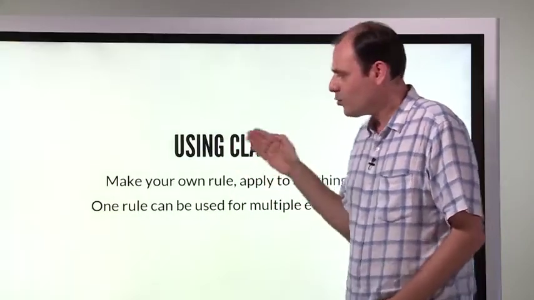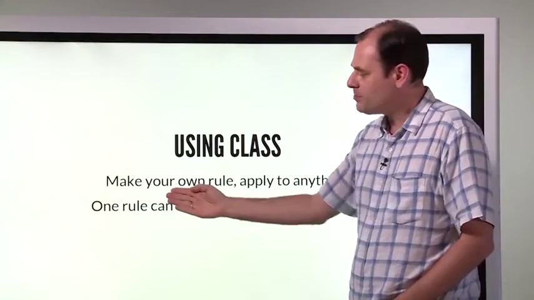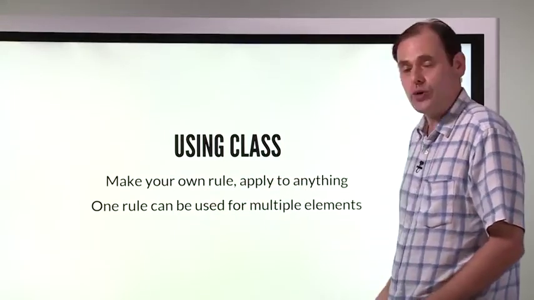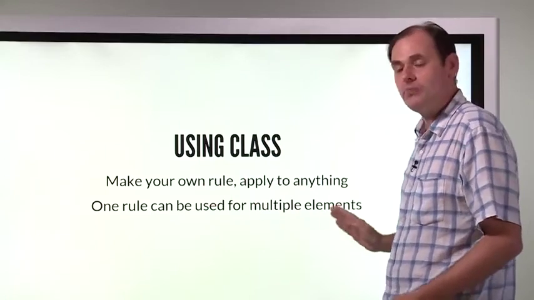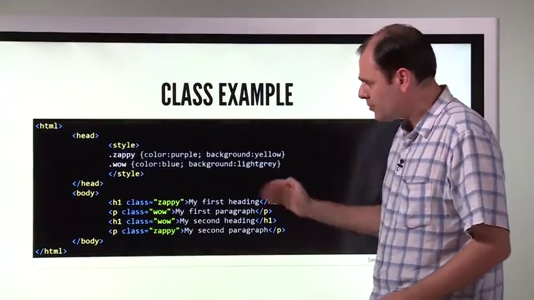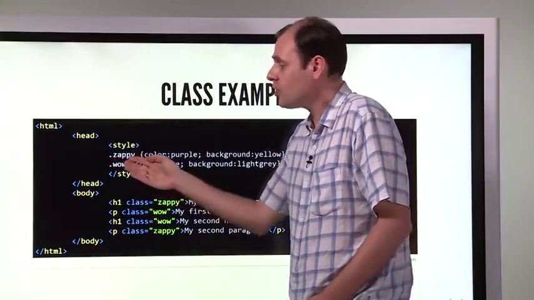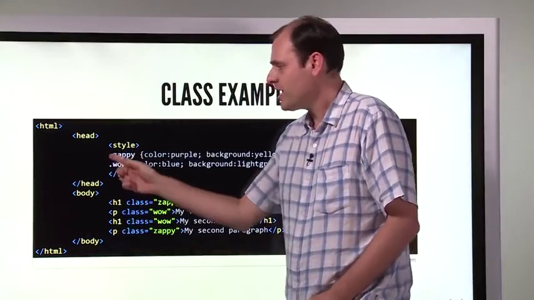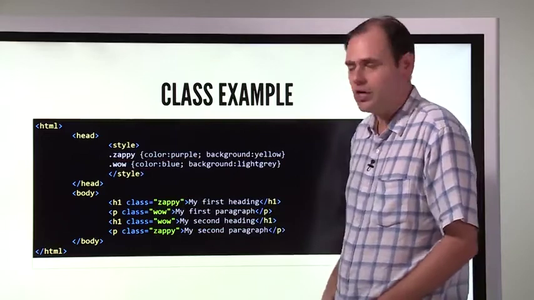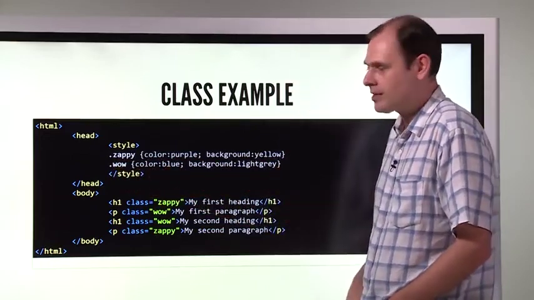All right, now another way to handle style is to use class. And simply speaking, the idea is you make your own rule and then you apply it to anything. One rule can be used for multiple things. All right, so here's an example. Basically, you put a full stop at the front of the name of the style, okay? .zappy. And then you define what it's going to look like. .wow. And then you define what it looks like, okay?